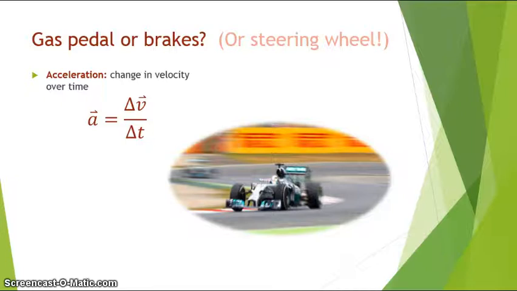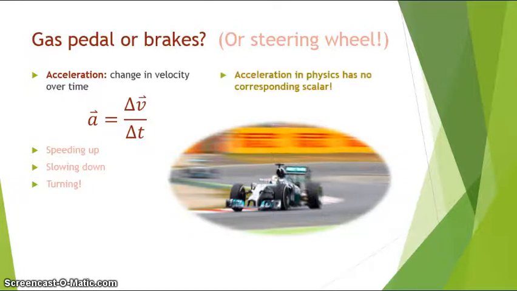Name 3 ways you can accelerate your car. Put them down in your notes. Your car actually has 3 accelerators. One is the gas pedal to speed you up. One is the brakes. That's an accelerator too. They're changing your velocity by slowing you down. The steering wheel is also an accelerator. It helps you turn. Please note that there is no scalar for a change in speed. Acceleration is a vector. It is always a vector, and it fundamentally has to do with whether or not you're going in the right direction.